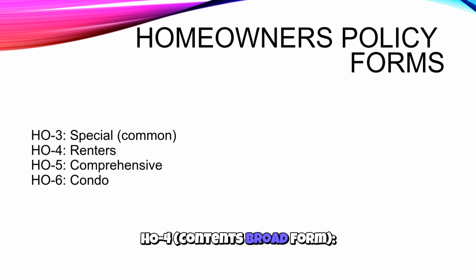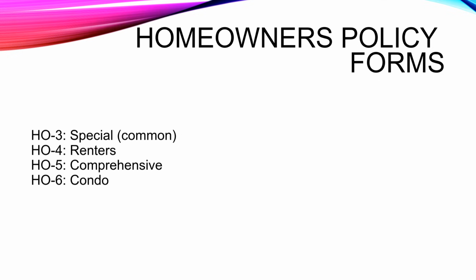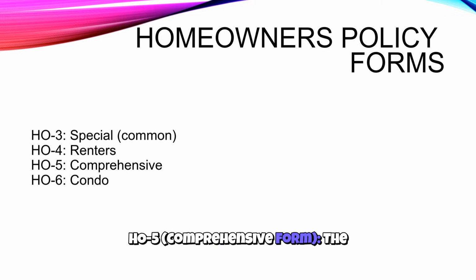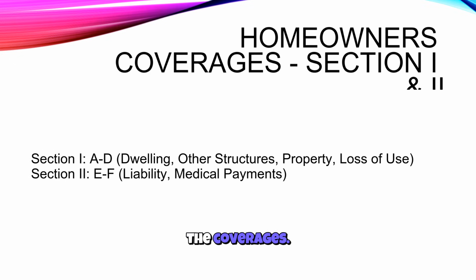HO4 contents broad form for renters, covers personal property. HO5 comprehensive form, the best coverage, open perils on both the dwelling and personal property. HO6 unit owners form for condo owners. Now let's break down the coverages.